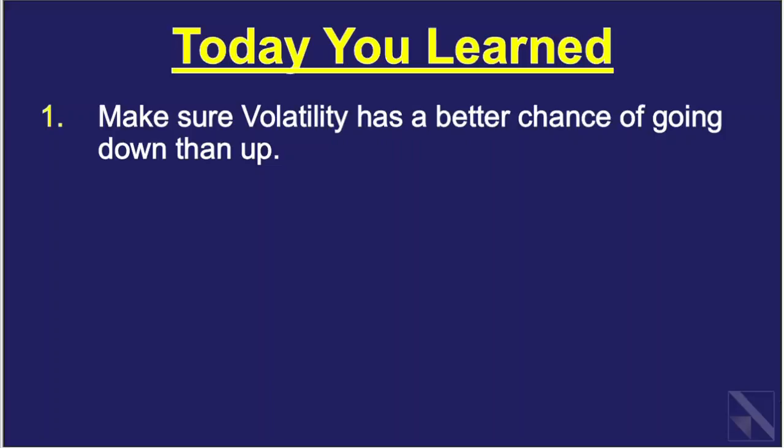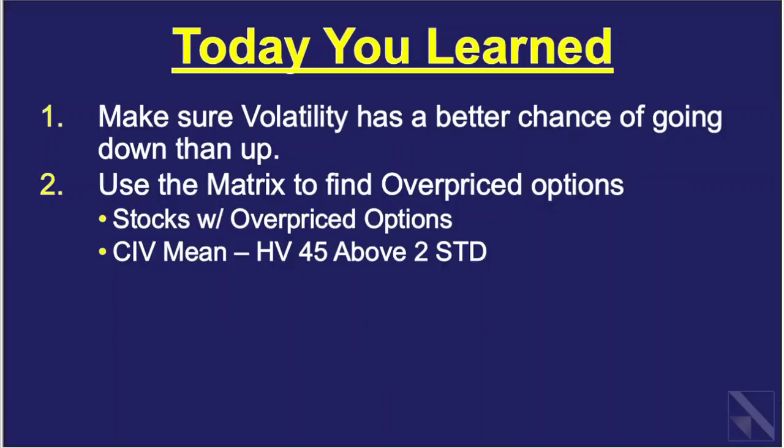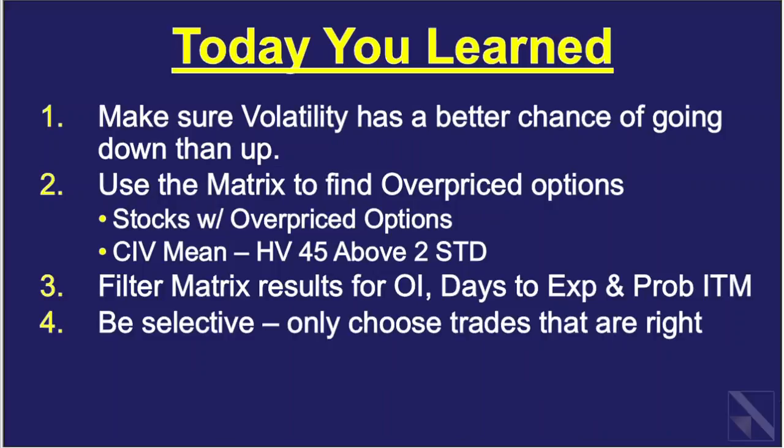Okay? Then we want to use the matrix. Let the matrix do the work. Filter to overpriced options. There's 2 scans that you can use. The stocks with overpriced options, that's pretty much the one that I do. You can also use that CIV mean and HV45 scan. Once we have the list of overpriced, we're going to filter it down. I particularly use open interest, days to expiration, and prob ITM. Okay, those are the ones that I use. And then be selective. Only choose trades that are right.